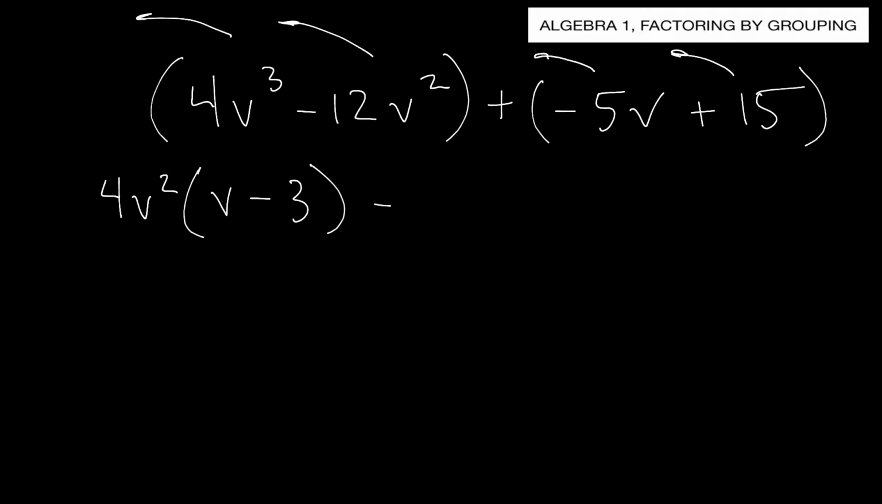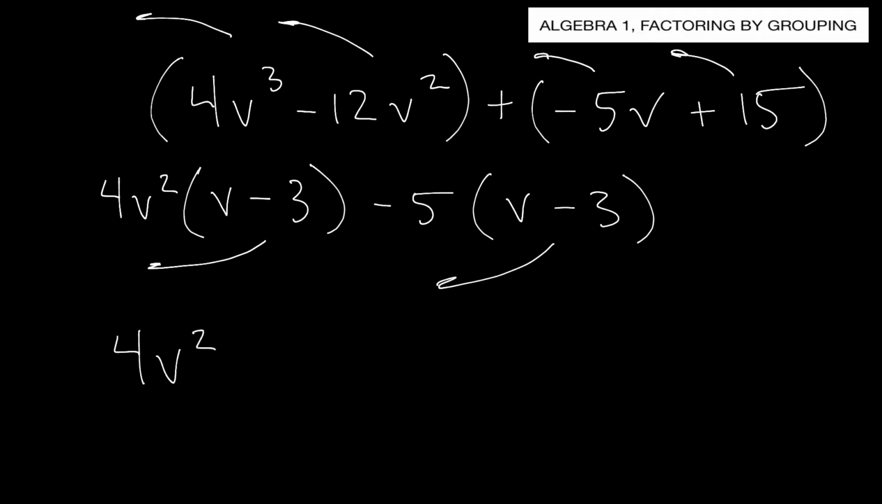What I'm going to do is factor out a negative 5. Okay, that's going to leave me positive v minus 3. Because when I multiply negative 5 times v, I get negative 5v. Negative 5 times negative 3 leaves me this positive 15. Okay, now factoring out this v minus 3, I get 4v squared minus 5.